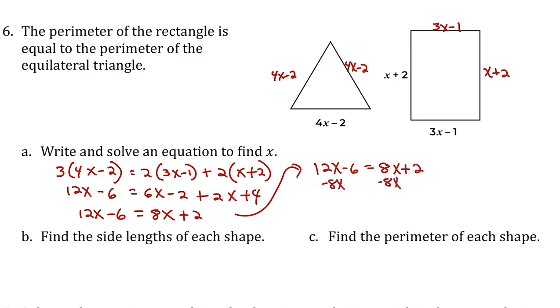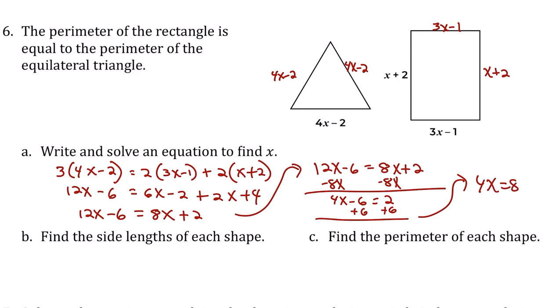And let's start by subtracting 8x from both sides. So 4x minus 6 equals 2. We're going to add 6 to both sides, and we are going to get 4x equals 8. Divide both sides by 4, and x is equal to 2.